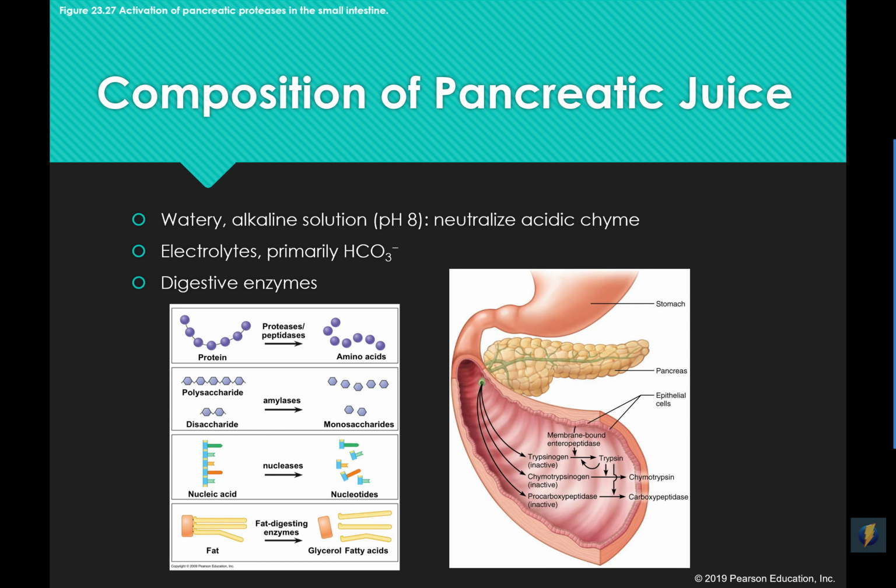So the pancreatic juice is very watery. It is very alkaline. It has a lot of bicarbonate in it. Again, we're trying to neutralize some of that stomach acid. It does have a lot of electrolytes in it, again primarily the bicarbonate. And then all of our digestive enzymes. So we've got things like trypsin and chymotrypsin and carboxypeptidase, and we've got amylase and nuclease and lipase. Again, typically released in an inactive form, particularly those protein digesting enzymes that will become activated once they're in the lumen of the small intestine.